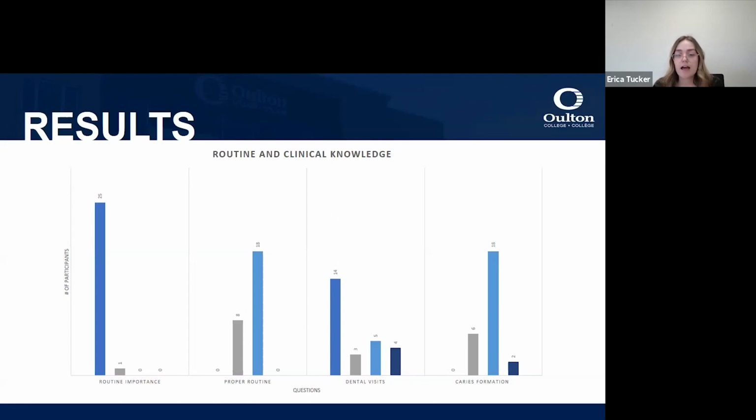And then dental visits, 14 of them thought that it was important to have their first dental visit when the first tooth erupted. And then a select few, 5 of them, said it was only important before any teeth erupted, which is the correct answer. And then for cavity formation, 18 of them said that it was due to putting a child down while having a bottle. So when they put them to bed, 18 of them said that that's what can cause caries.